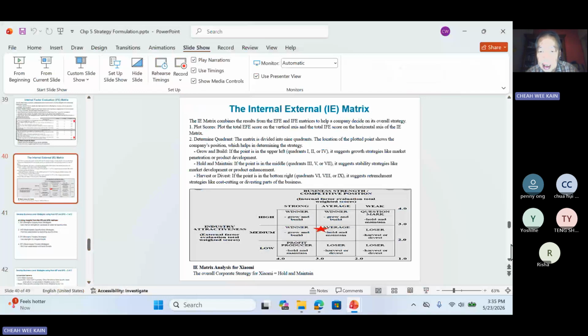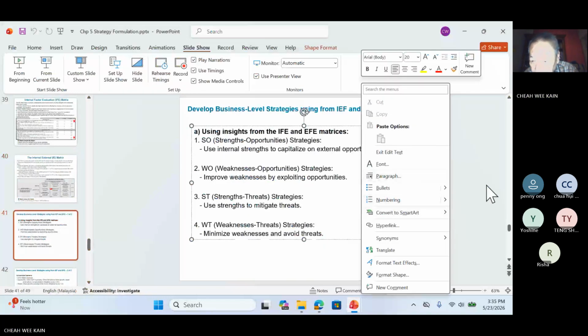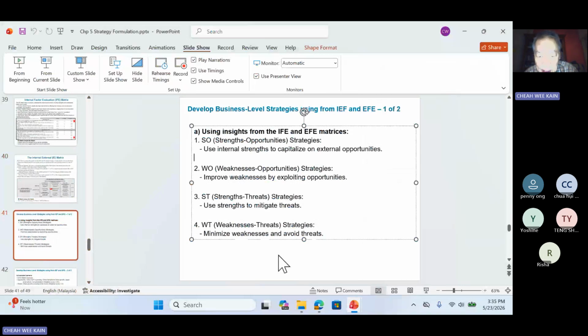Okay, so we're using insight from the IEF and the, this time you can see my cursor. Can you see my cursor? Yes, yes. Okay, once I share, I have to use the pointer. If I don't share, you can see, right?